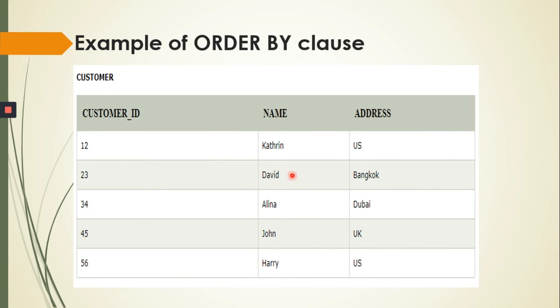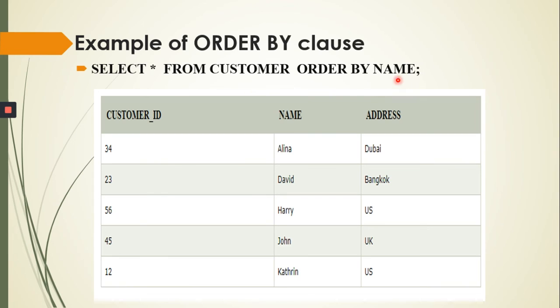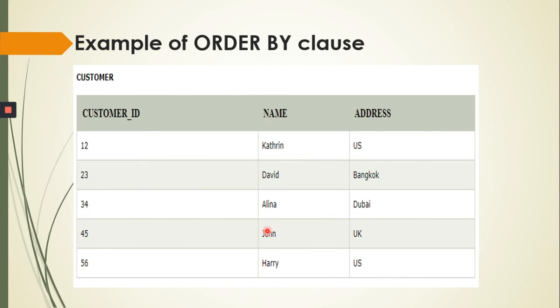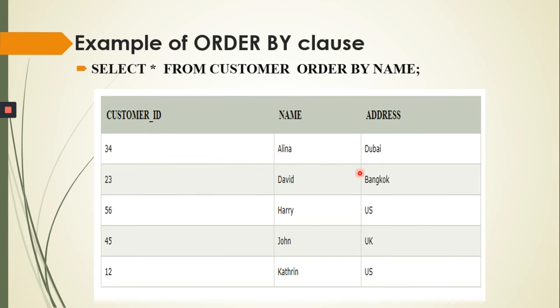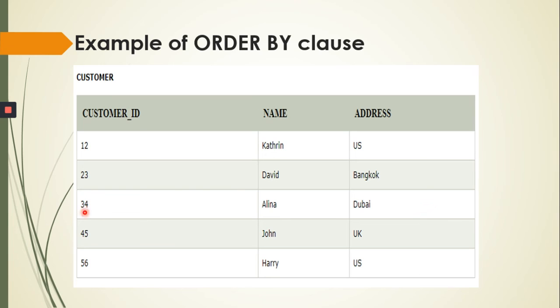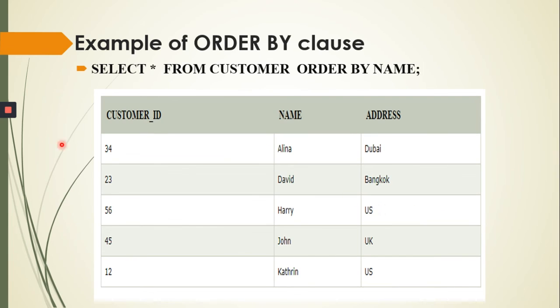First is Catherine, David, Elena, John and Harry. Now the name column will be ordered. So first is Elena, second is David, third is Harry, fourth is John, and fifth is Catherine. So this column is ordered by name. According to that, for Elena our customer ID is 34 and address is Dubai, so it is also stored like this. So first is Elena, David, Harry, John and Catherine.